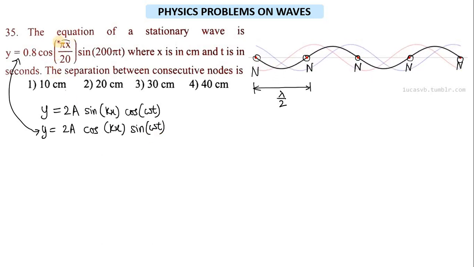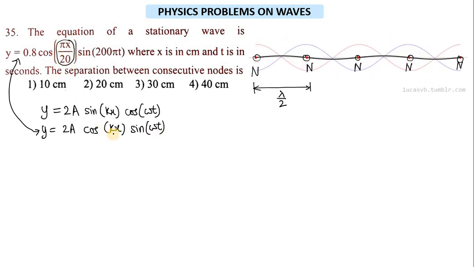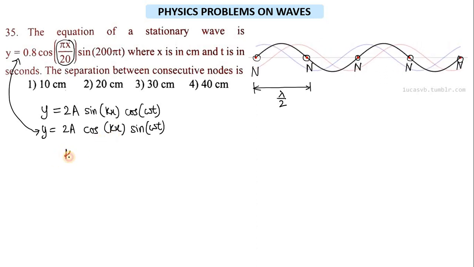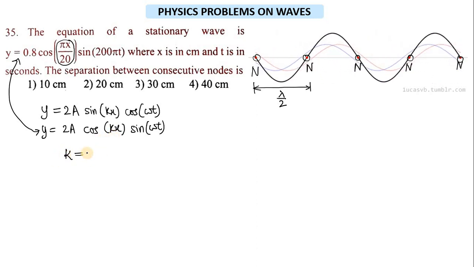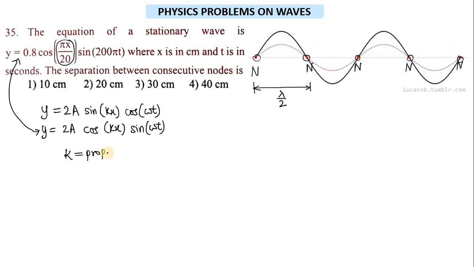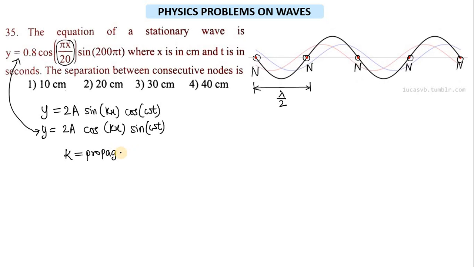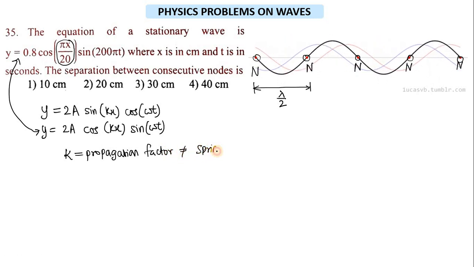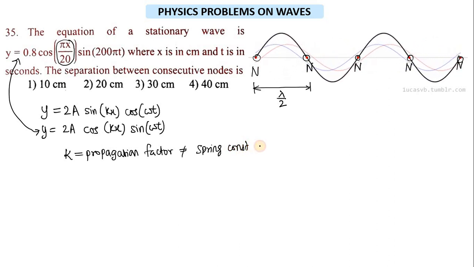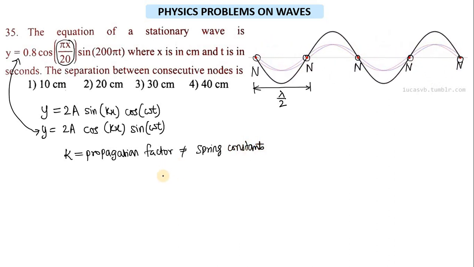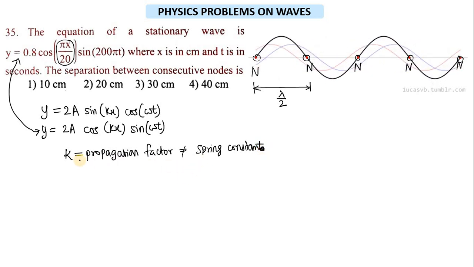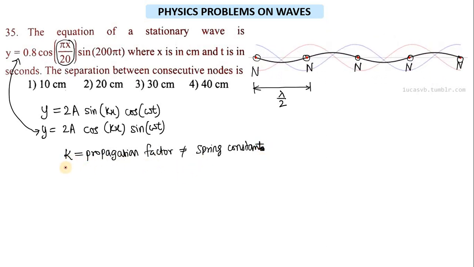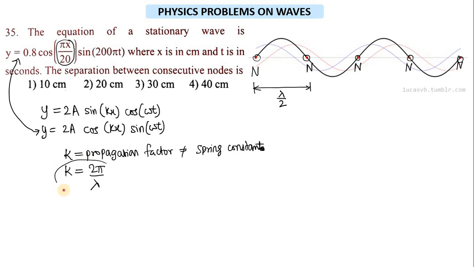So if you compare, then this pi x by 20, this number is the same as kx. Or you can say that the constant k, which is also called the propagation factor in standing waves or the waves topic itself, should not be confused with the spring constant in simple harmonic motion. This is not the spring constant, although the symbols are the same. So it should be understood that k is not a spring constant, but is called the propagation factor, and this constant k is related to the wavelength of the wave, that is equal to 2 pi divided by lambda. This is the formula for k.